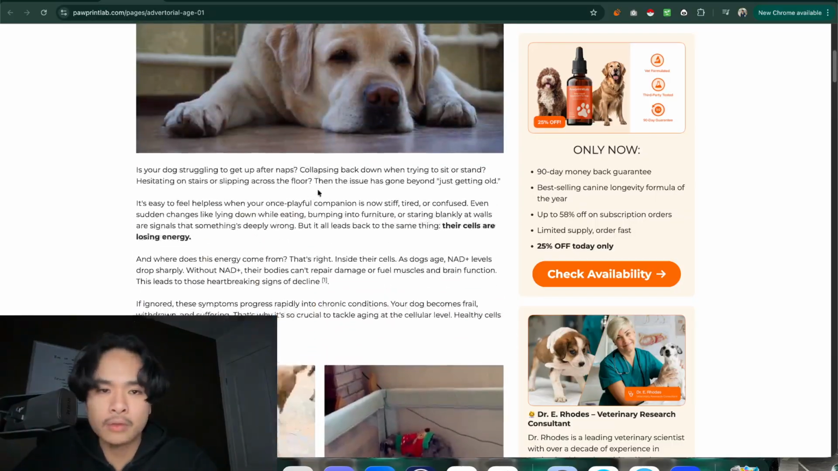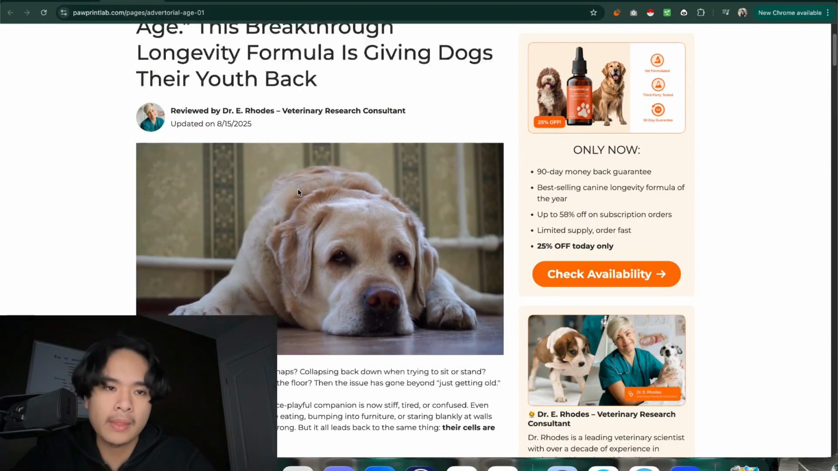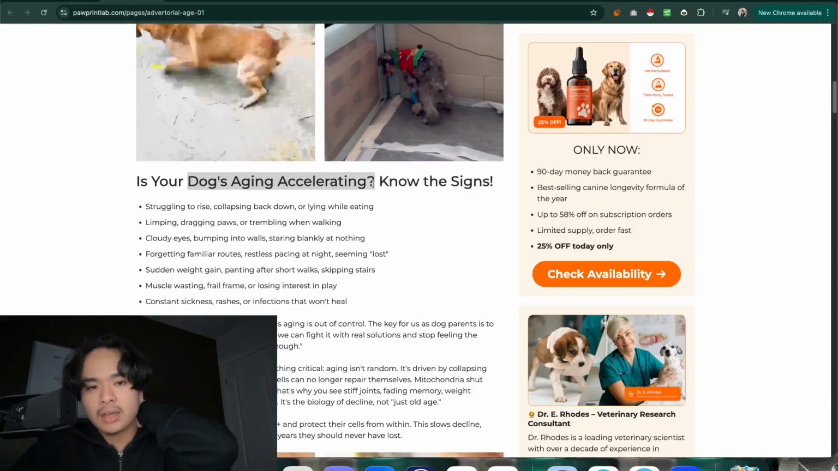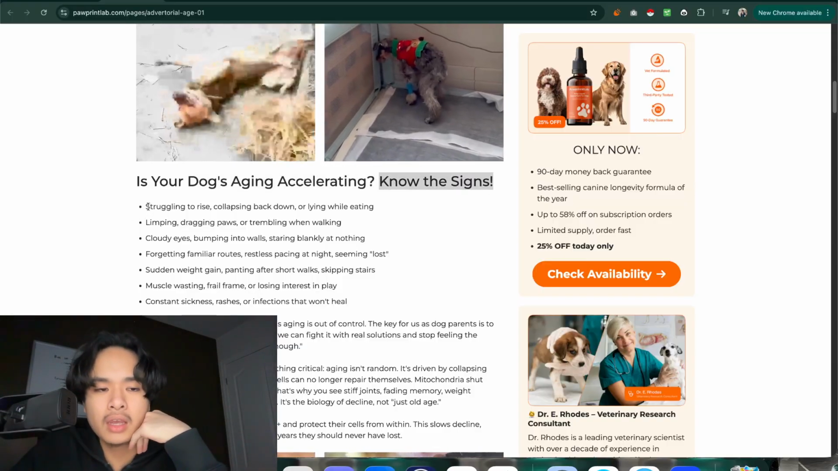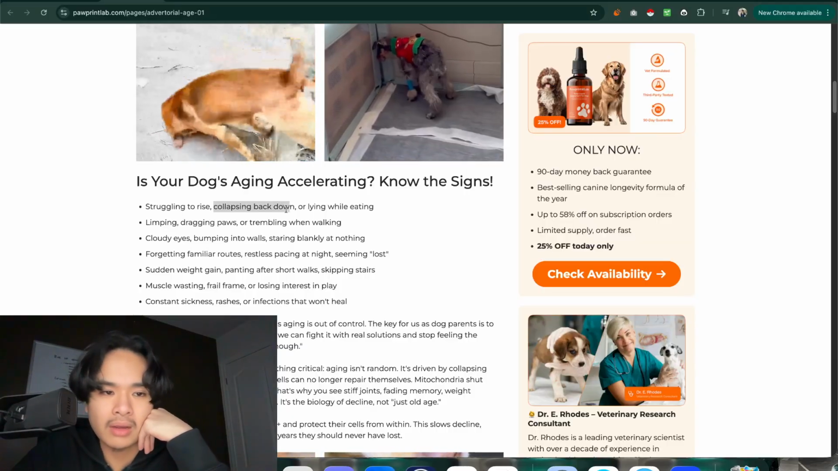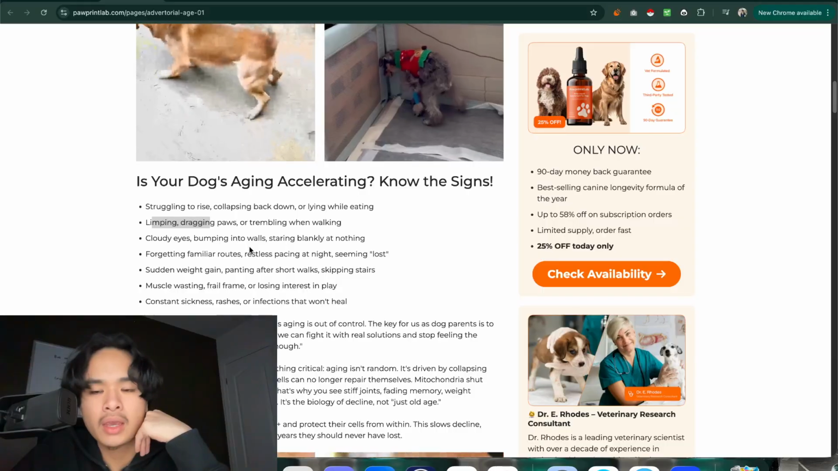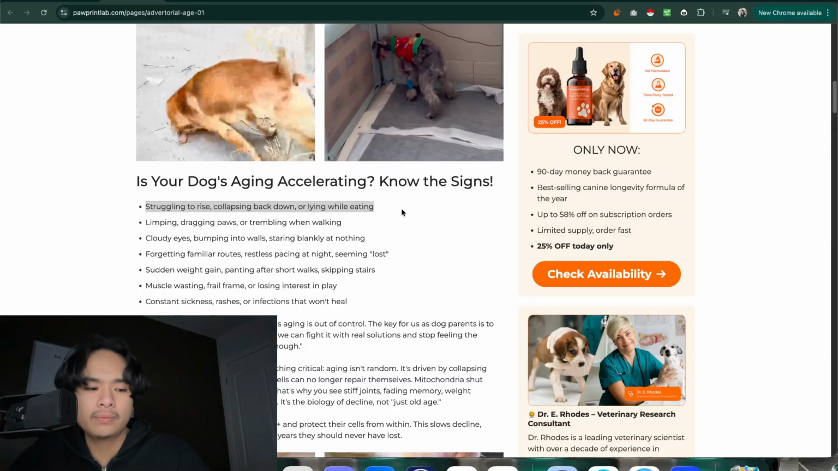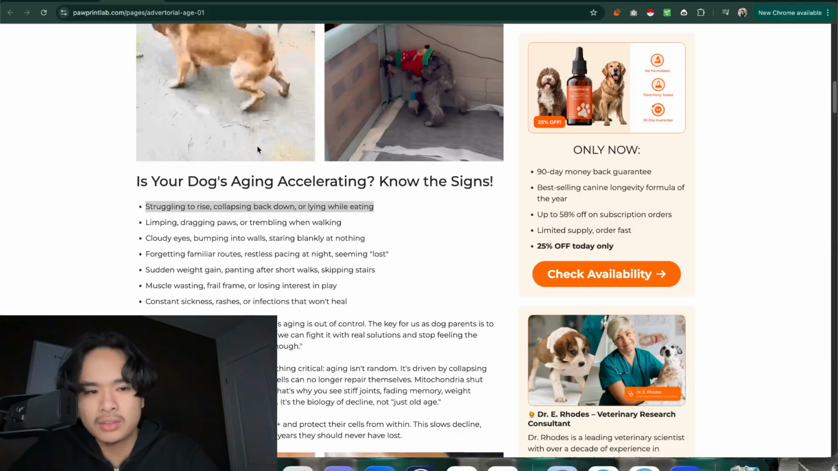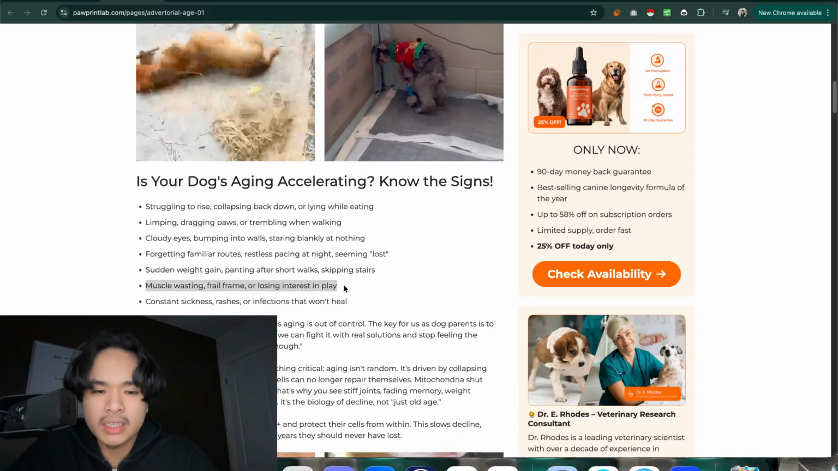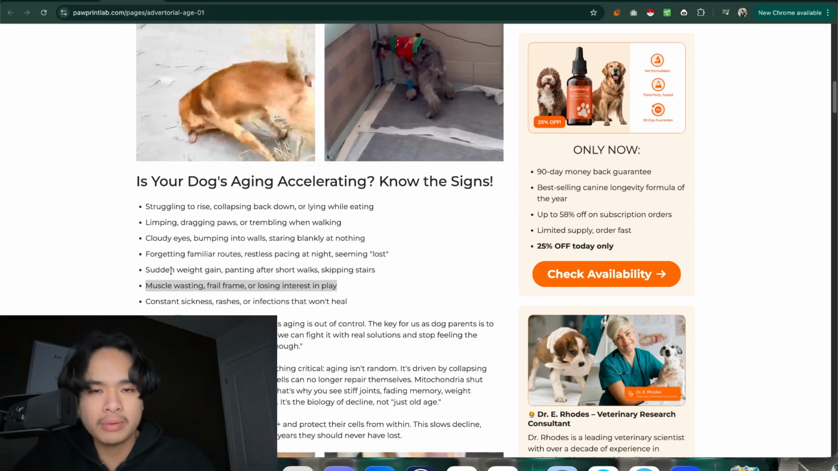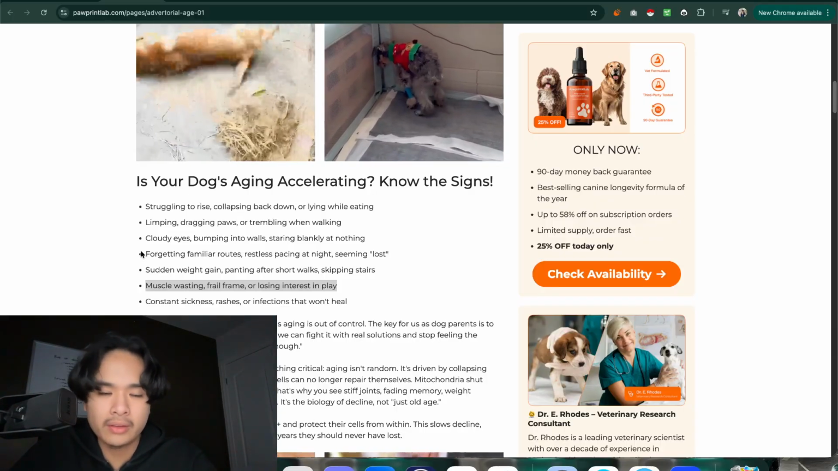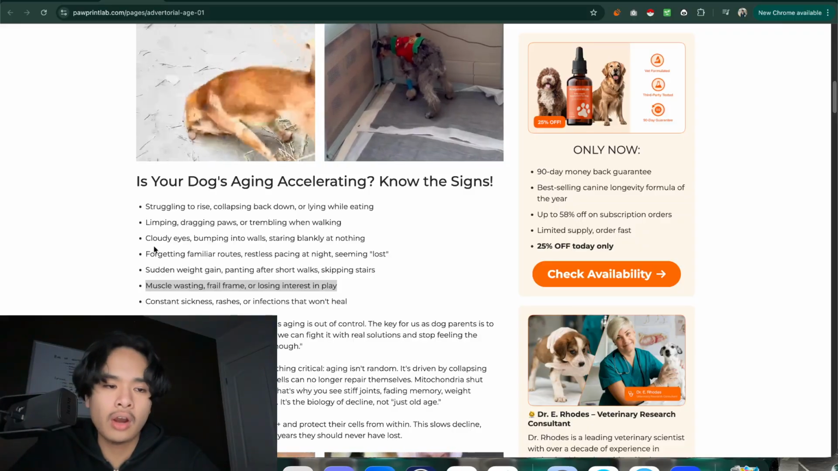So in this case, this advertorial, which I briefly looked over only, it's dogs aging. So they're talking about dogs aging, accelerating, and to know the signs. And then they just say struggle to rise, collapsing back down, cloudy eyes, limping. If one of these applies to your dog, they're going to be like, maybe this applies to my dog. Because as soon as they see one of these and they notice that's what happened to their dog, they're going to instantly get in their owner, protection mode, where they're going to want to read more and make sure their dog is safe, right?